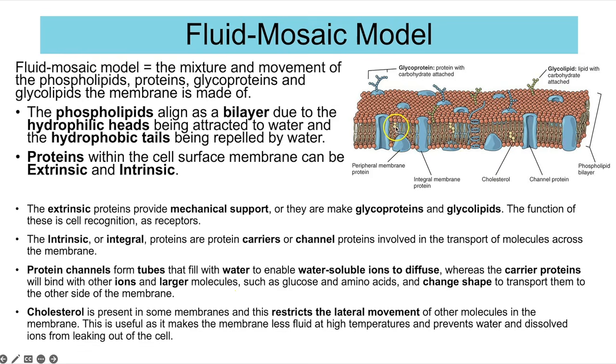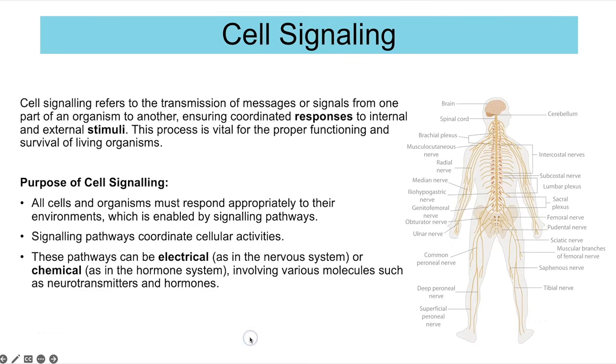Cholesterol is shown here in yellow, and that is present in some membranes. This restricts the lateral, meaning the side-to-side, movement of other molecules in the membrane, and this is useful as it makes the membrane less fluid at high temperatures, and therefore prevents water and dissolved ions from leaking out of the cell.